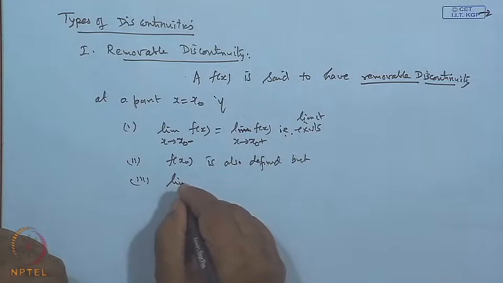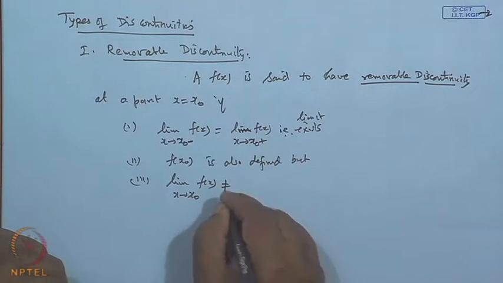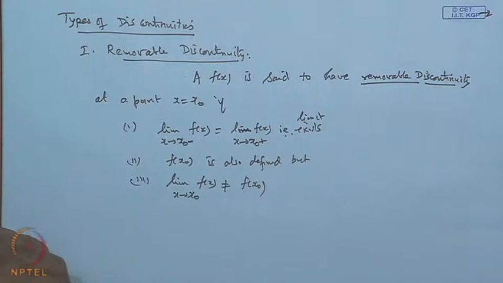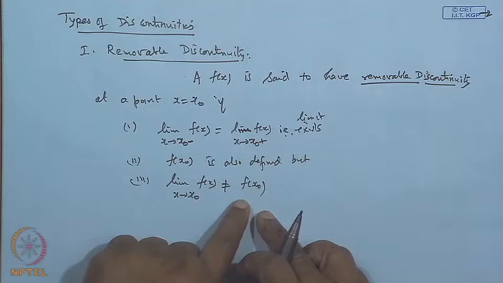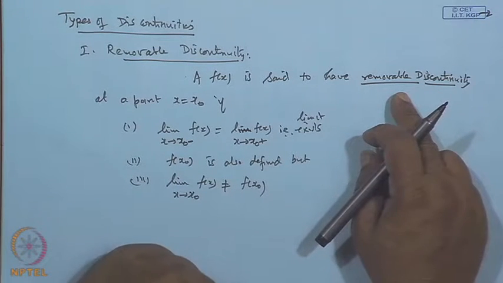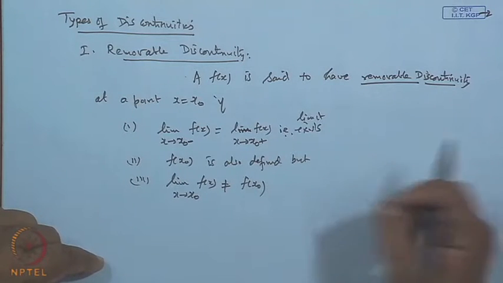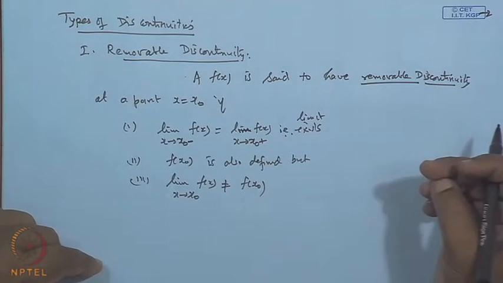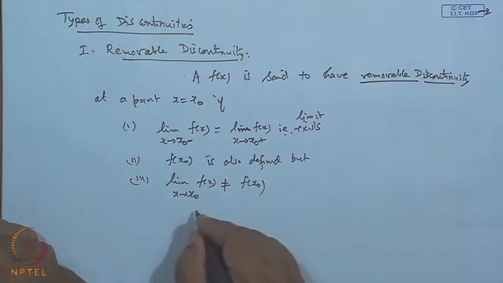Third is the limit of this function f(x) when x tends to x naught is not equal to the value of the function at the point x naught. Then we say x naught is a point of discontinuity and we call it a removable discontinuity. Why removable discontinuity? Because we can redefine the function again, so that the new function will be continuous.